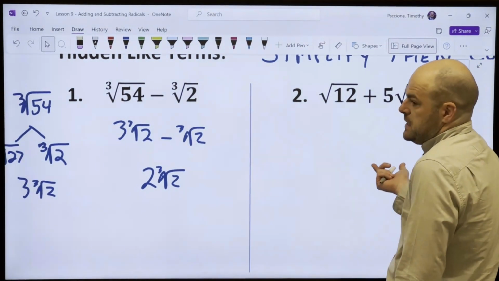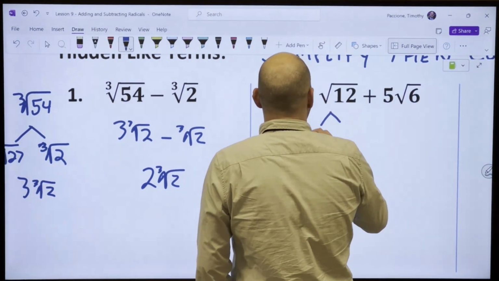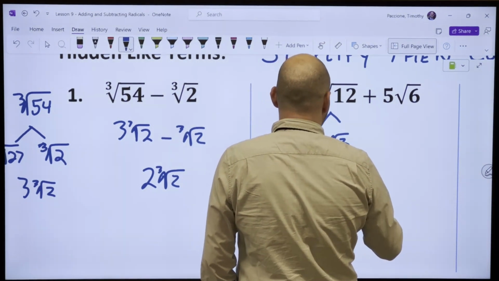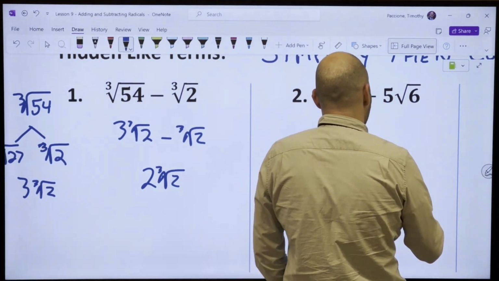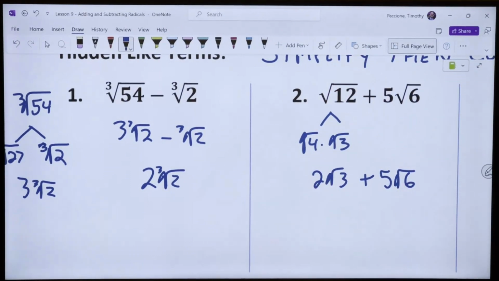Well, when in doubt, just simplify and see what you get, right? This would become square root of 4 times square root of 3. That's 2 square root of 3 plus 5 square root of 6. Can I do that? No, they're both fully simplified and they're not the same radicand.